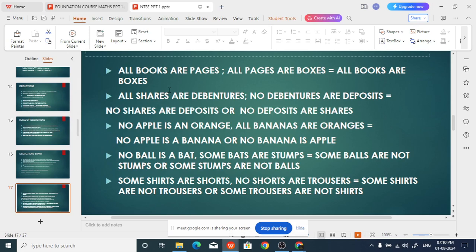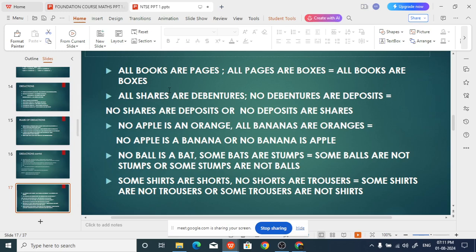Okay. All books are pages. All pages are boxes. What is the conclusion? All books are boxes, sir. All pages should not come. All should come, books should come, box should come. So all books are boxes. Now you can ask me why not all boxes are books. Actually, that is not the right answer. We will come to that later, not now. If I keep explaining that, you will have some confusion.